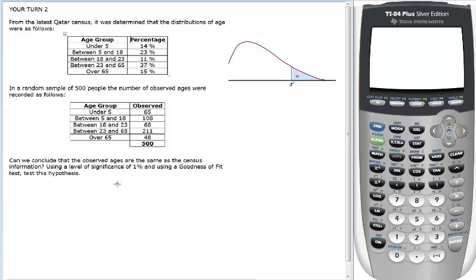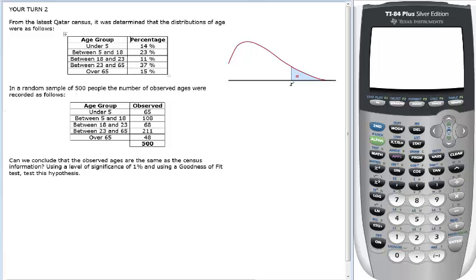Good day, students. Today we're going to look at the solution to your turn 2, part of your chi-square distribution notes. So let's get right to it. From the latest Qatar census, it was determined that the distribution of ages were as follows. So the age groups in the first column, percentage in the second. Under 5 years of age, 14% of the population under 5, between 5 and 18, 23%, and so on.